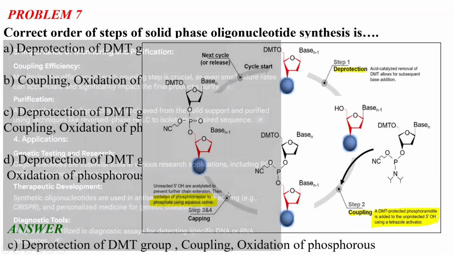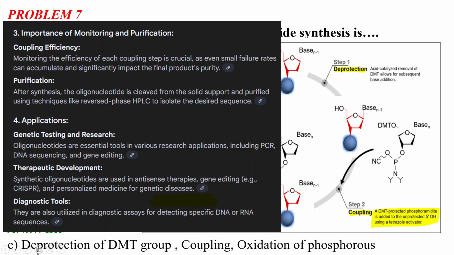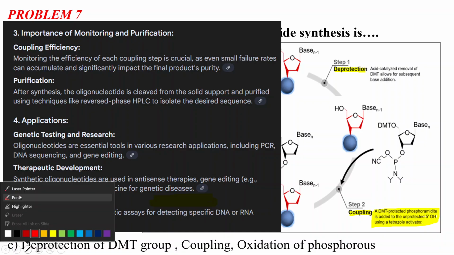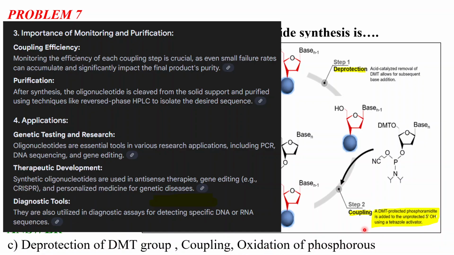If there is no doubt, I will go to the next step. So remember the steps: the deprotection of DMT, followed by the coupling, then oxidation of phosphorus. This is also known as the capping. Okay, now let me go to the next problem.